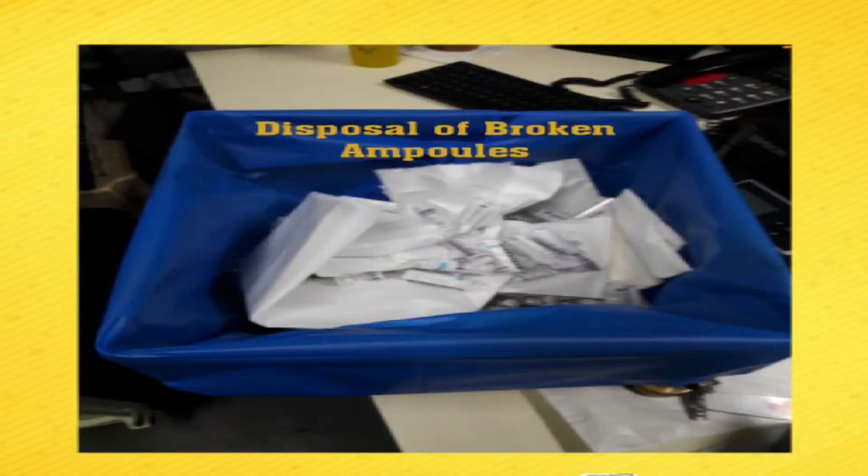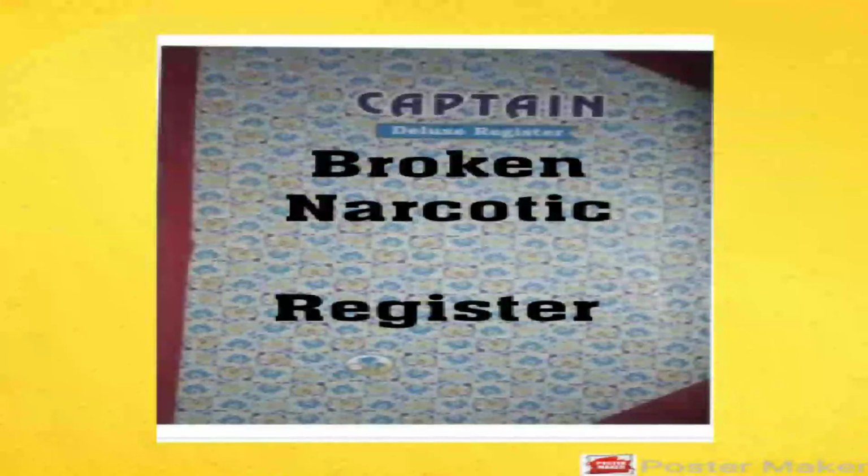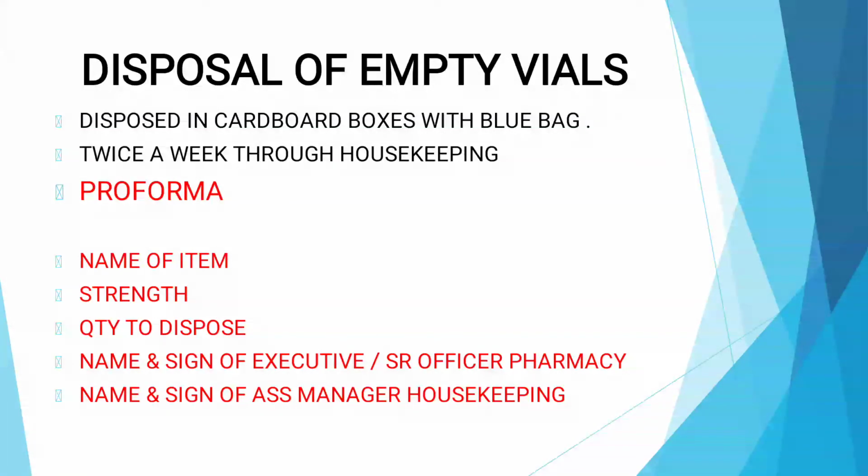We dispose broken ampules in cardboard boxes covered with a blue bag. We have a broken narcotic register. So how do we dispose empty vials or ampules? Dispose in cardboard boxes with a blue bag. Earlier we said twice a week through housekeeping. In this pro forma: name of the item, strength, quantity to dispose, name and sign of the executive or senior pharmacy executive or senior officer, and name and sign of the assistant manager of housekeeping.